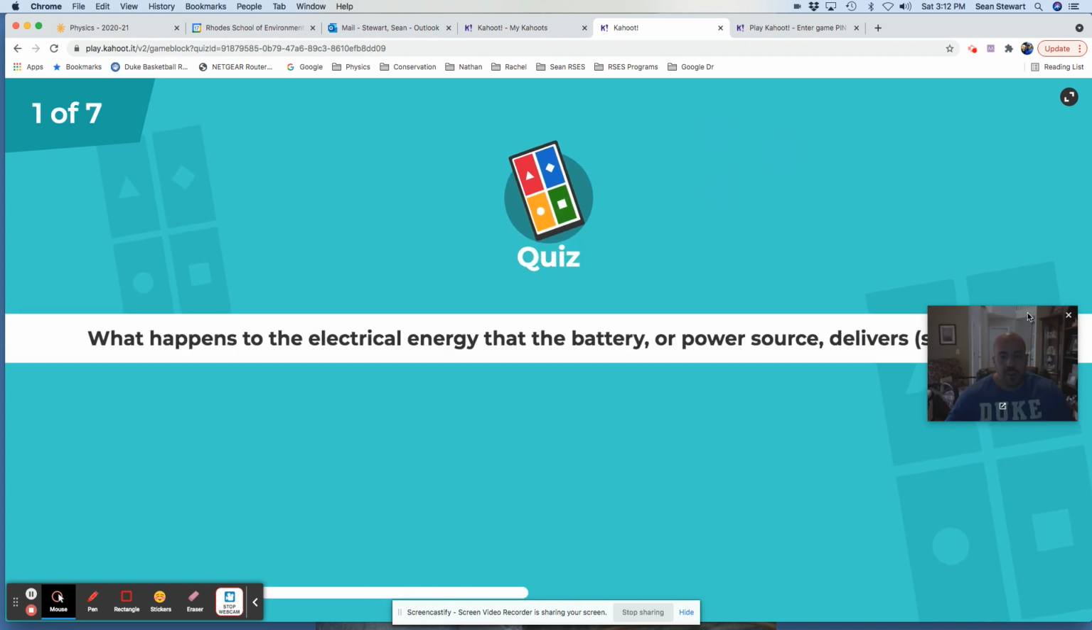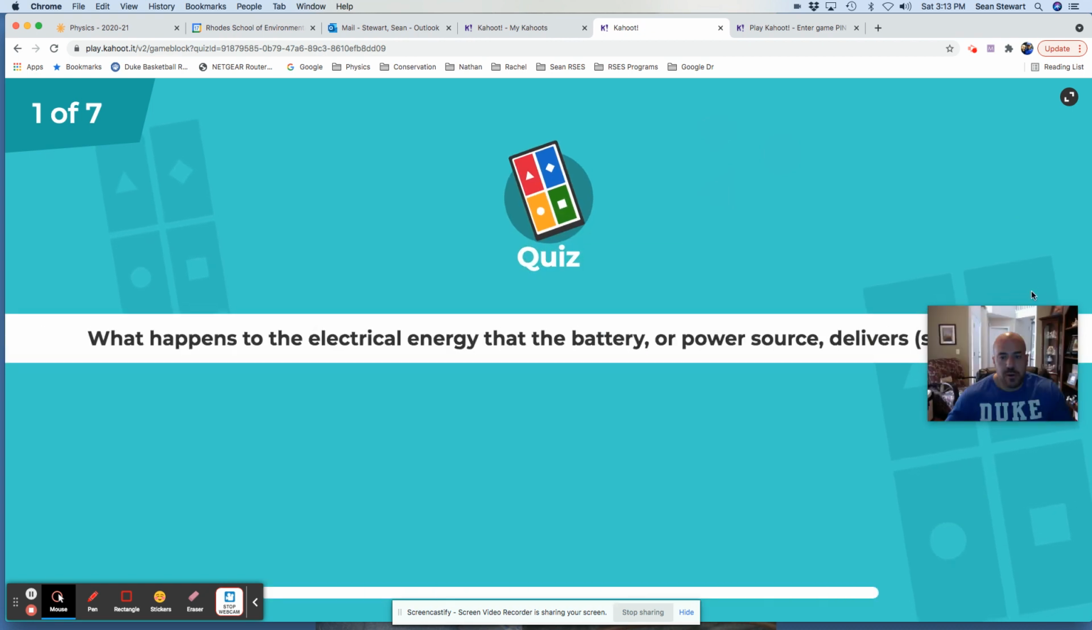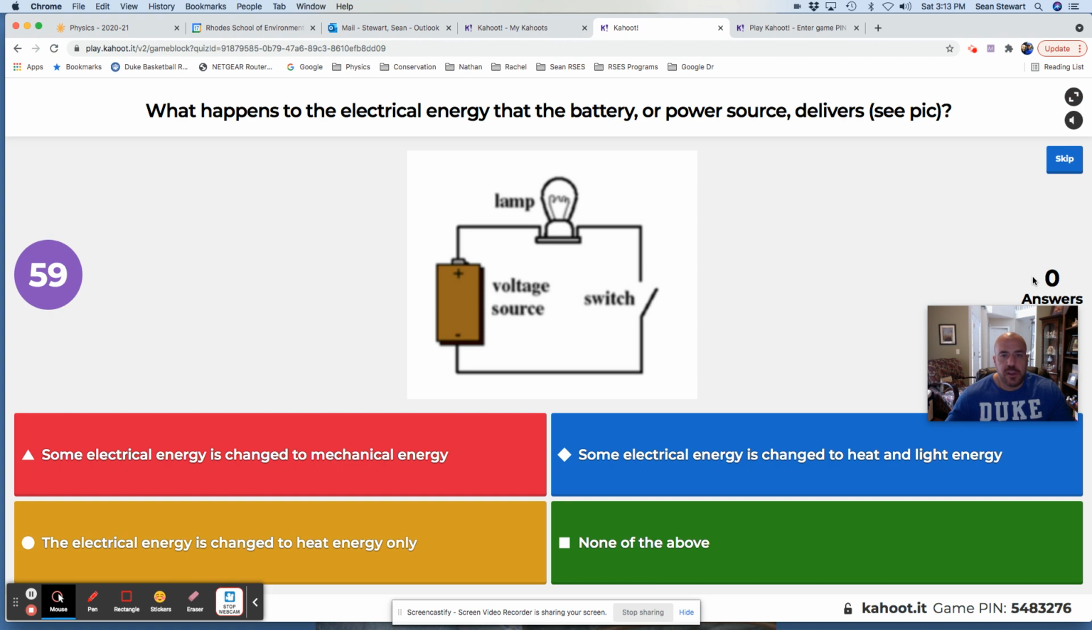What happens to the electrical energy that the power or battery provides? Now in this picture, you can ignore it, pretend it's closed. What happens to the electrical energy from the battery? Press pause while you think.